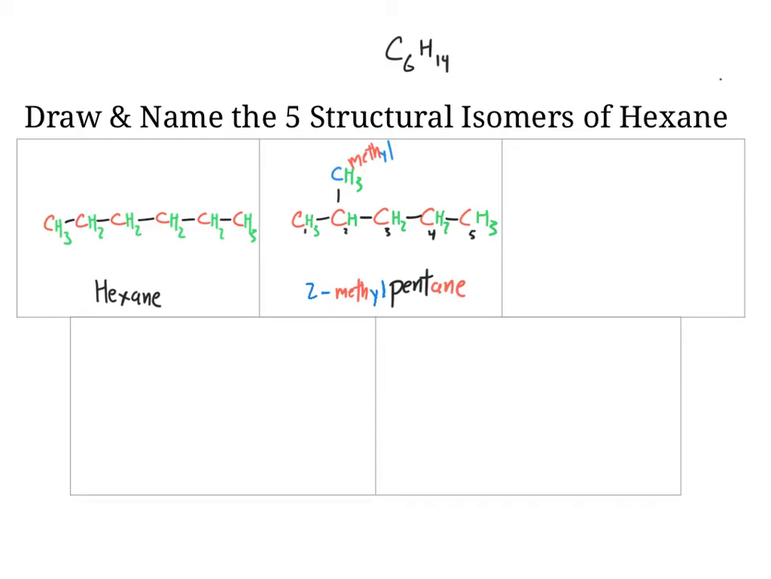So now the next thing I'm going to do is move my branch, and by moving my branch, I can create a different structure, but it's going to look similar. So I'm just going to move my branch 1 step over, which would be 1, 2, 3, 4, 5 carbons long. And each of the carbons are single bonded together. And then I'm going to number my chain 1, 2, 3, 4, 5.